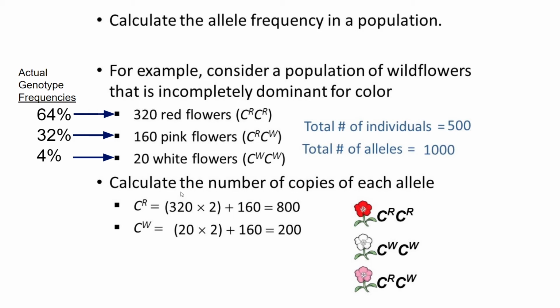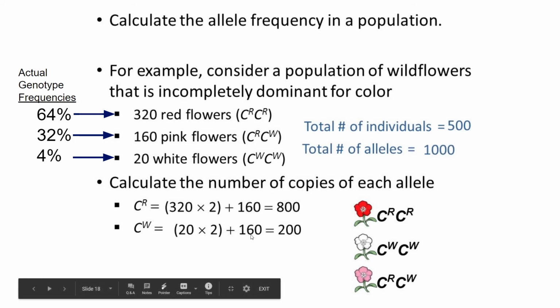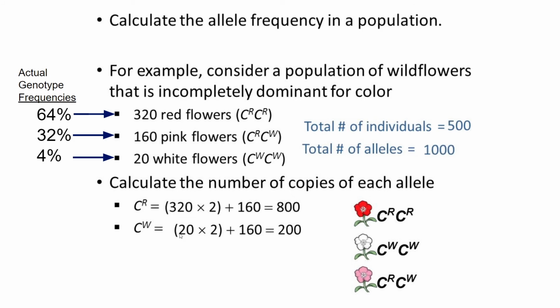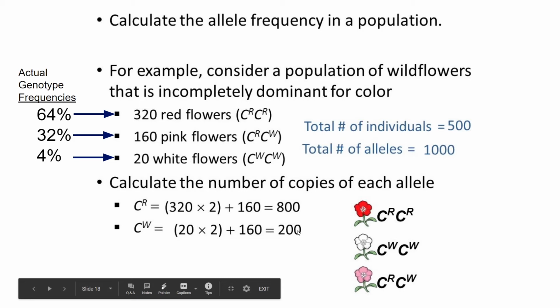We have 320 red flowers, which would be our homozygote dominant, multiplied by 2, because each of them have 2 copies of that allele, plus our heterozygote individuals, each having 1 copy of the red allele, giving us 800 red alleles in the population. The same thing done for the white allele. We have 20 homozygote recessive individuals, each having 2 copies of that allele, plus the number of heterozygote individuals that each have 1 copy of that white allele. This gives us 200 white alleles in the population.